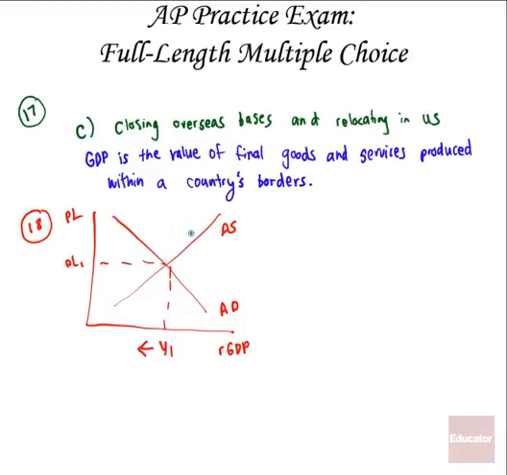If you have a leftward shift in the aggregate supply, and a leftward shift in the aggregate demand, the answer therefore is going to be E, which is 2 and 4. A leftward shift of aggregate demand, the price level would go down as well here. And a leftward shift of the aggregate supply, the price level would increase here. So E, which is 2 and 4.